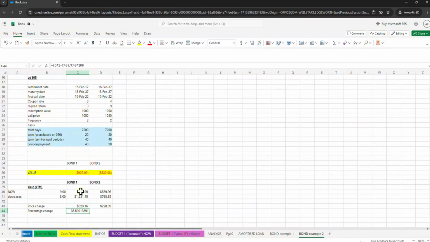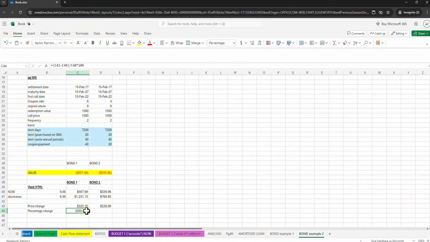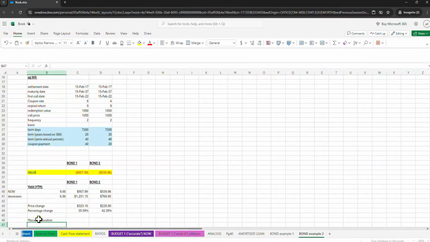Okay, let's make that a percentage. We're going to have to remove the times 100 then. Okay, copy, paste. All right, is that okay? Yes. Okay, so we're just looking at the workings. All right. Duration and convexity, now they talk about it. Okay, on page 309, now we're going to calculate Macaulay's duration.